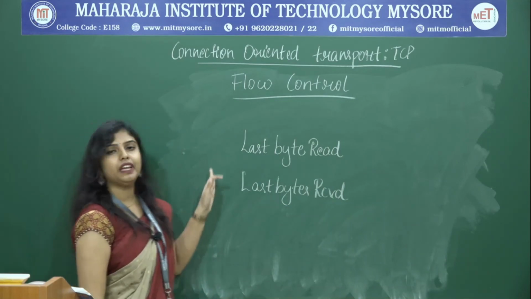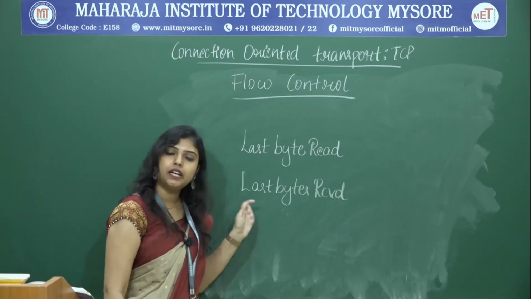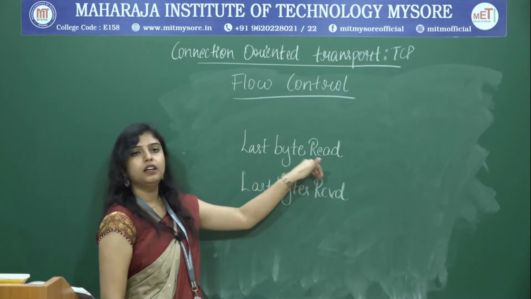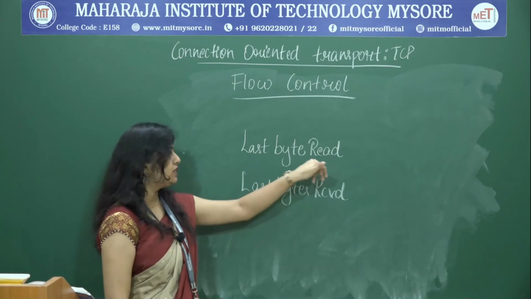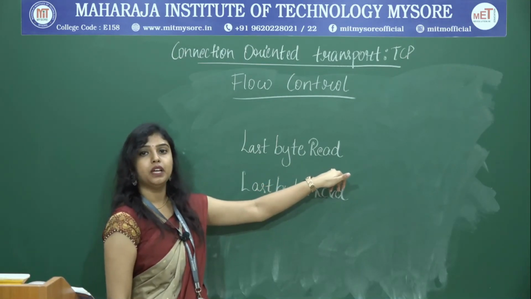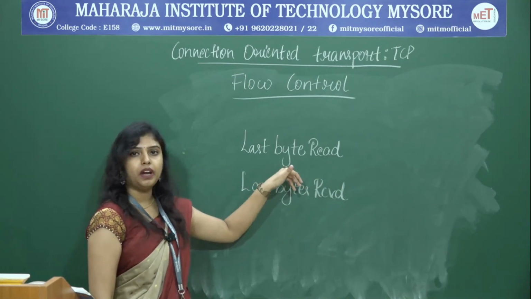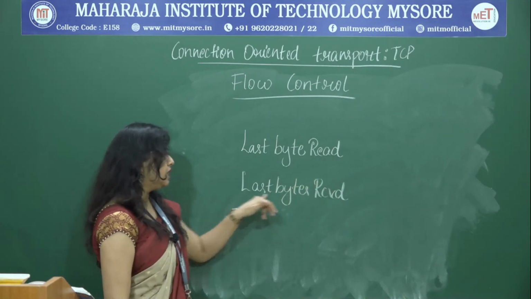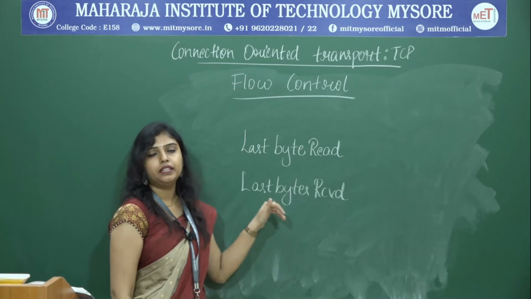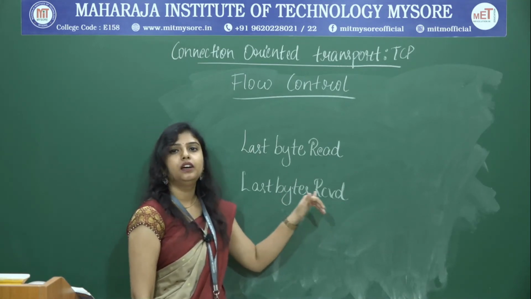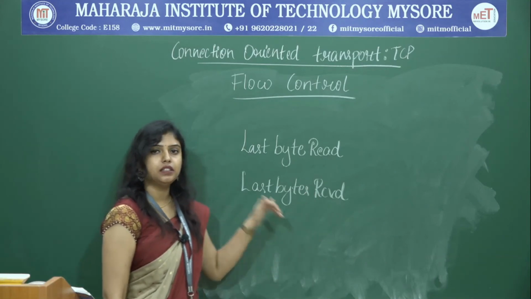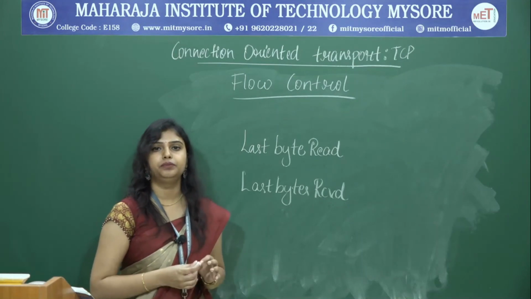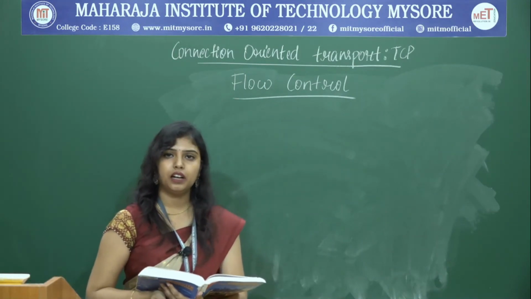So, these are the special variables the TCP uses at the receiver side to calculate the receive window of the receiver. Last byte read is the last byte which was read by the receiver from the receive buffer, and last byte received is the last byte which was received and stored in the receive buffer. Let us try to look at that in a diagrammatic format.